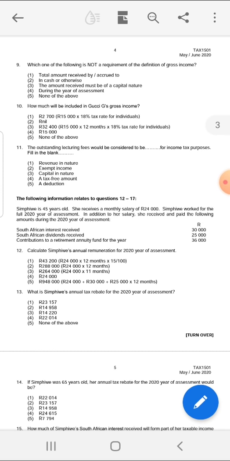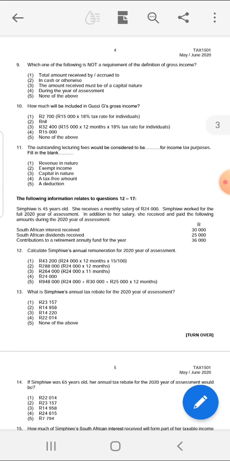So when we look at all the options that were given for question number 9, total amount received or accrued, it's correct. In cash or otherwise, it's correct. The amount received must be of capital in nature. This one is wrong. During the year of assessment, it's correct. None of the above. Nope. So which one of the following is not a requirement for definition of gross income? It is option number 3.